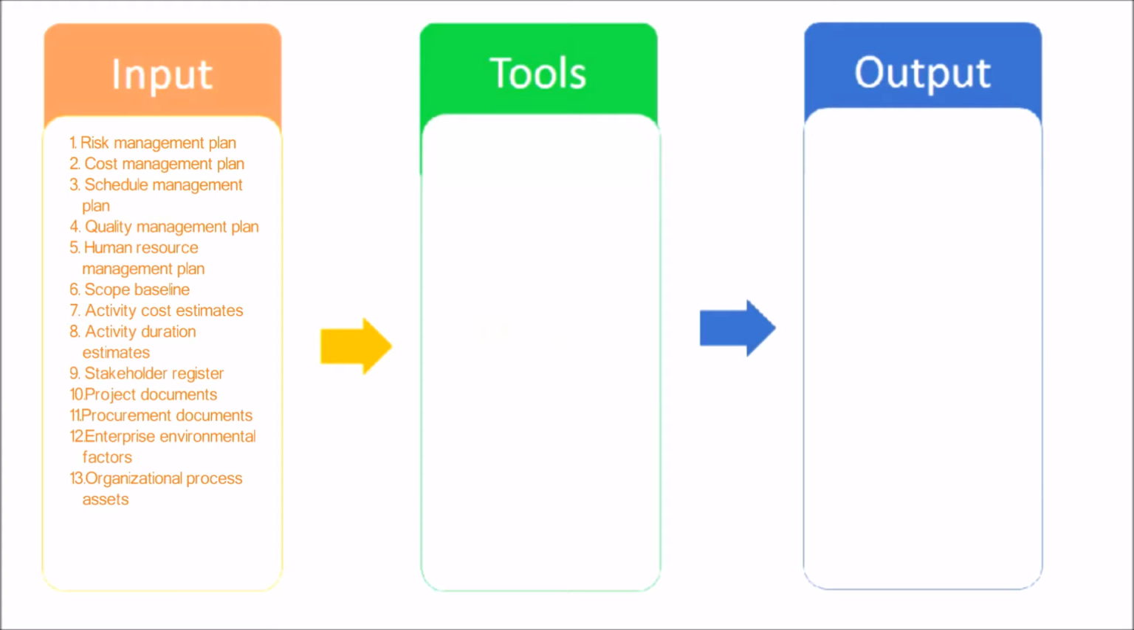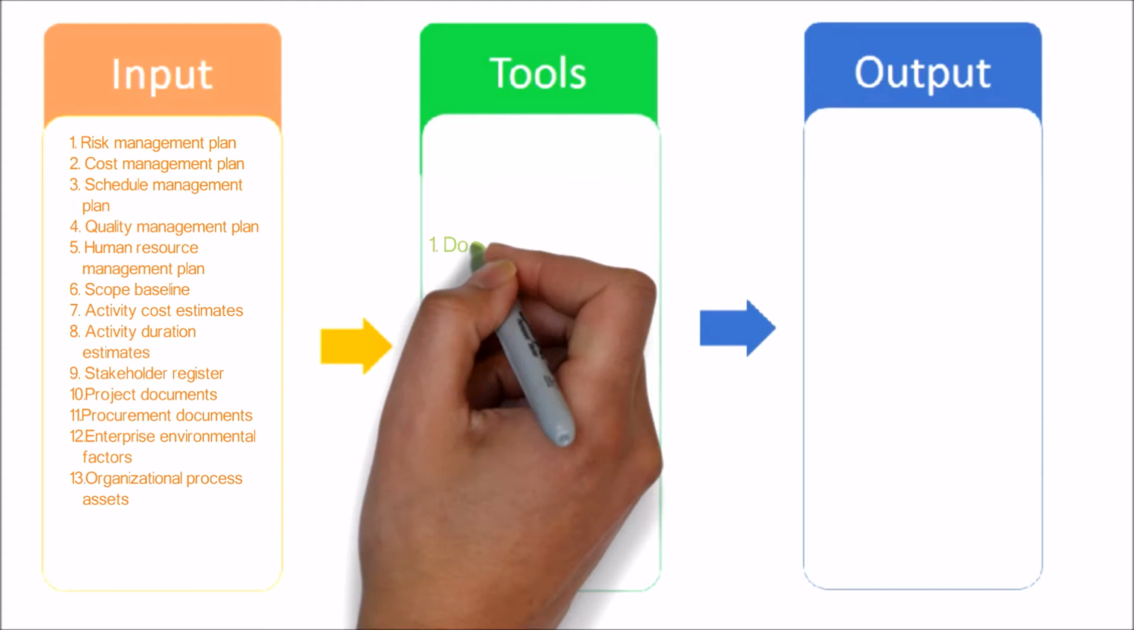Project Documents. Project documents provide the project team with information about decisions that help better identify project risks. Procurement Documents. If the project requires external procurement of resources, procurement documents become a key input to the Identify Risks process. Enterprise Environmental Factors. Organizational Process Assets.